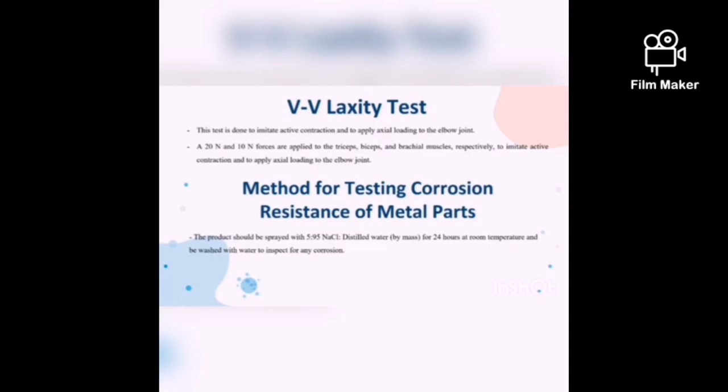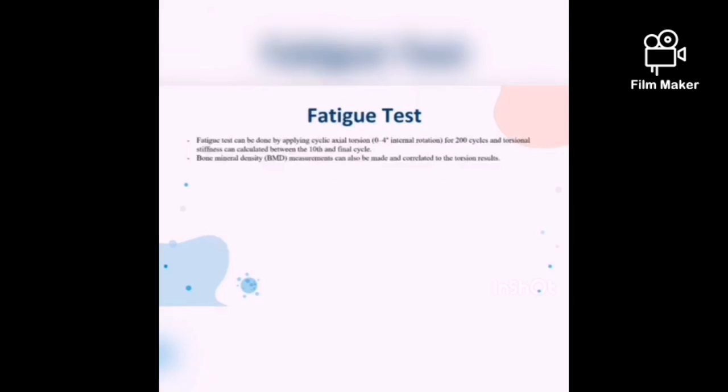The product should be sprayed with natrium chloride distilled water for 24 hours at room temperature and be washed with water to inspect for any corrosion. The next test is the fatigue test. The fatigue test can be done by applying cyclic axial torsion for 200 cycles, and torsional stiffness can be calculated between the 10th and final cycle. Bone mineral density (BMD) measurements can also be made and correlated to the torsion results.